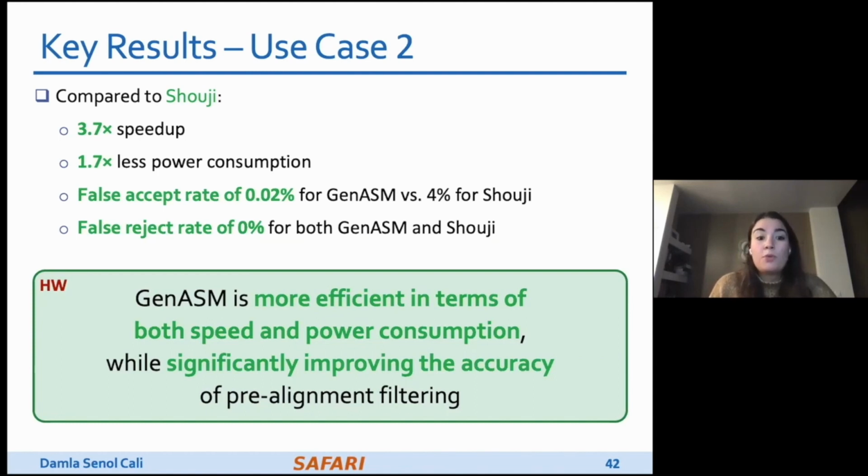This is important because when you decrease the false accept rate, which is one metric for accuracy, significantly, and as you can see here, GenASM is doing that, it means that you are filtering a lot, so there will be fewer alignments that need to be performed downstream. So the combined execution time for pre-alignment filtering and the alignment step would be reduced significantly, so that it would affect the overall execution for read mapping. So it is critical to improve the accuracy by decreasing the false accept rates.